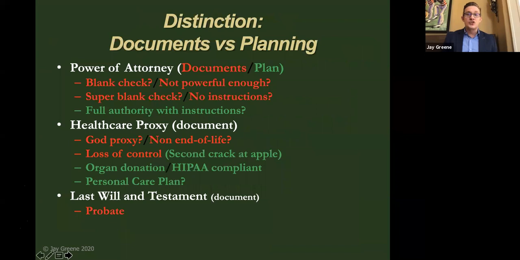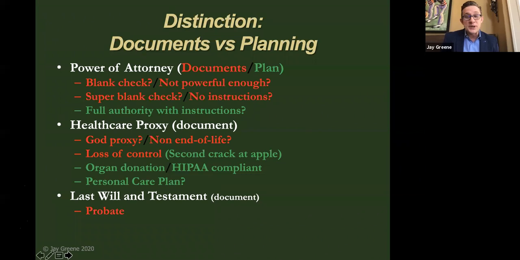So what I like to talk about in my firm is the distinction between having documents, or what I would call just a sheet of paper, versus having planning, something that's going to help you accomplish your goals. So when we're thinking about the power of attorney, we're thinking about the difference between just having a document and having a plan. If you have a power of attorney, it's similar to a blank check. If somebody has a blank check from you, what can they take? They can take everything that's in your bank account.